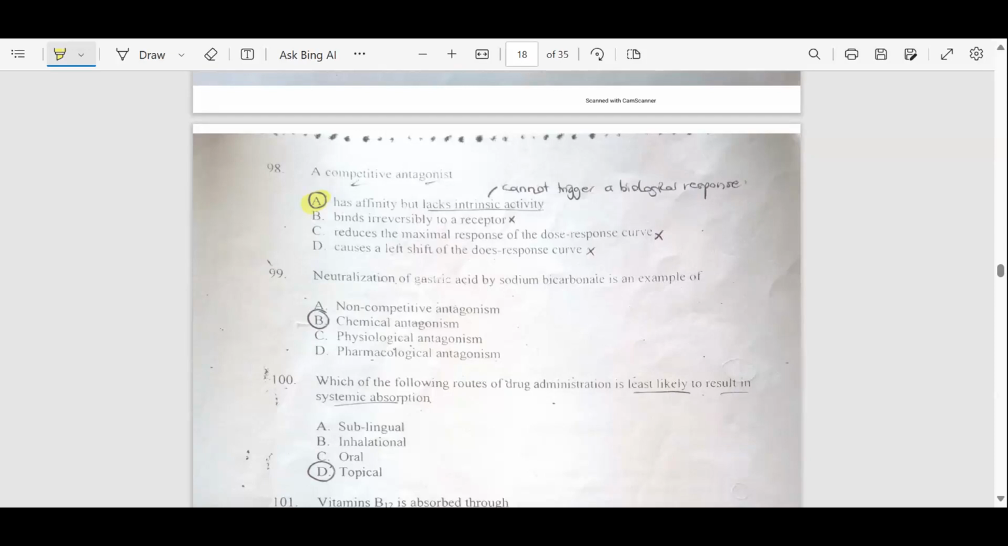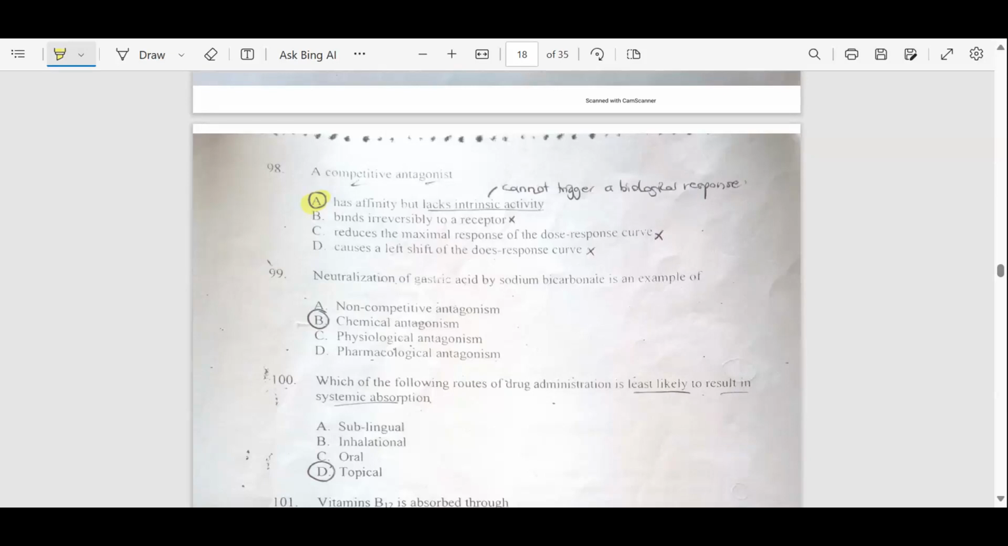We have the pharmacologic ones. Pharmacologic simply means that drug A and drug B will bind to the receptor and elicit different responses. A good example is propranolol, which is a beta blocker, and norepinephrine. They bind to the same beta receptor but elicit different responses.